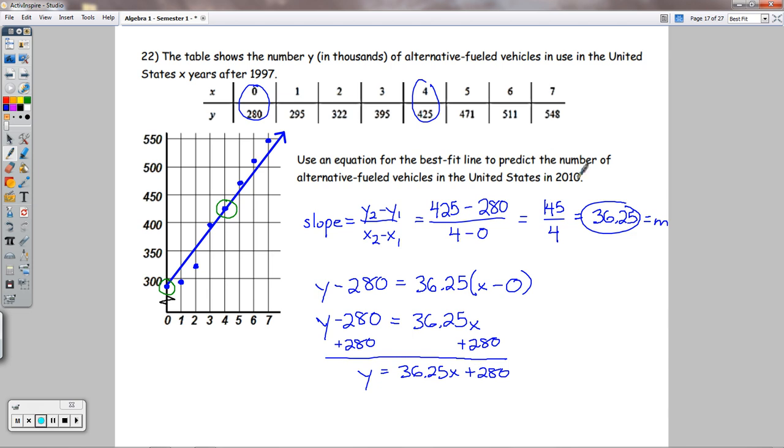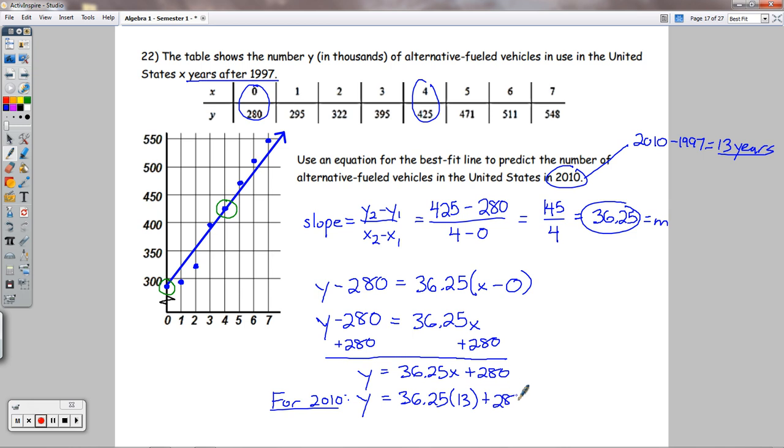And if I'm trying to find the number in 2010, remember, it was the years after 1997. So 2010 minus 1997, that would be 13 years after 1997. So we're going to plug in 13 to find for 2010. Here I'm plugging in 36.25 times 13 plus 280.